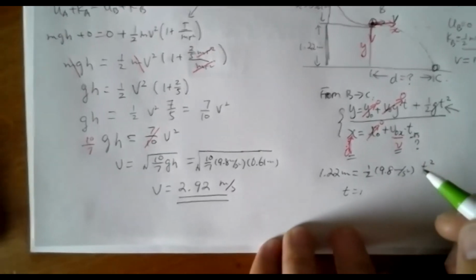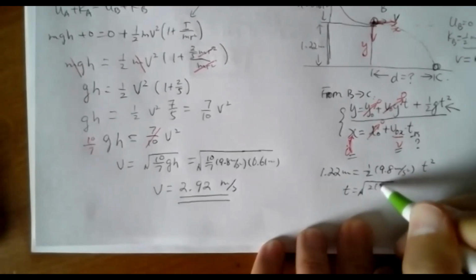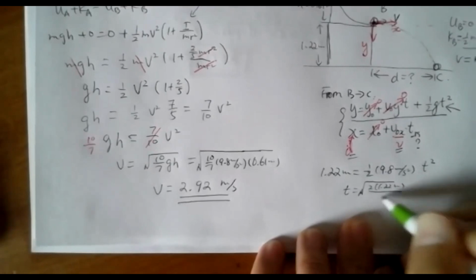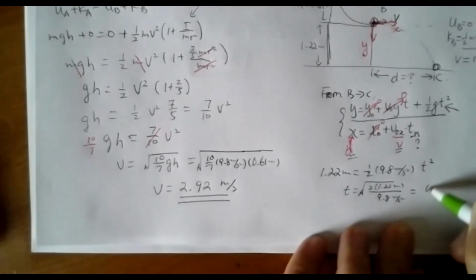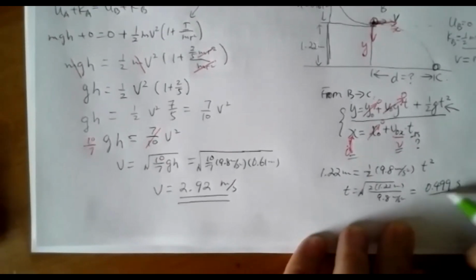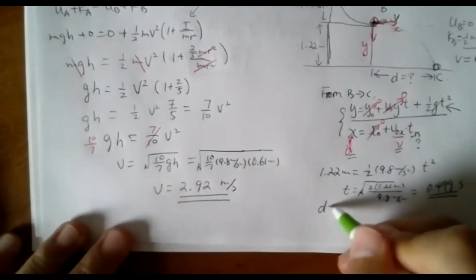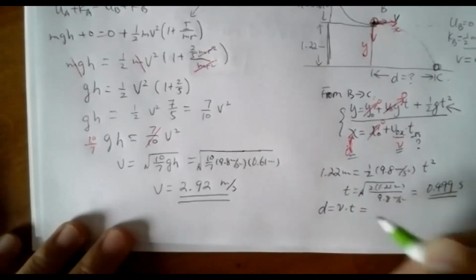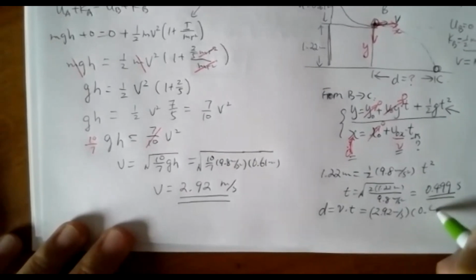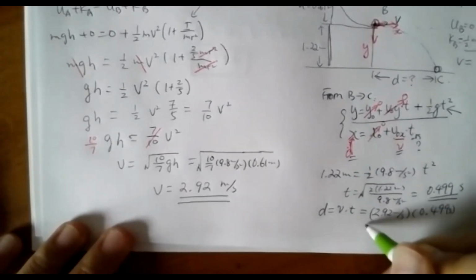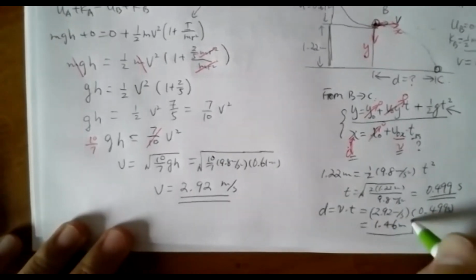I'm going to skip a couple of steps there, but that should be equal to square root of 2 times 1.22 meters divided by 9.8 meters per second squared, which is going to be 0.499 seconds. Then d is equal to v times t. v is 2.92 meters per second times 0.499 seconds. That would be roughly 1.46 meters.